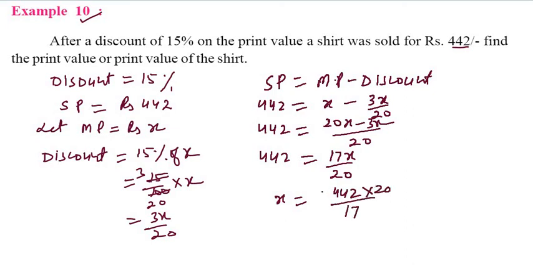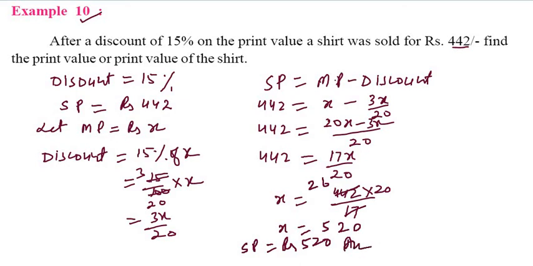So now solve this. 17 2s are 34 and 17 26s are 442. Now X will be equal to 26 into 20, which is rupees 520. So you have to write mark price is equal to rupees 520 and that one is your answer.